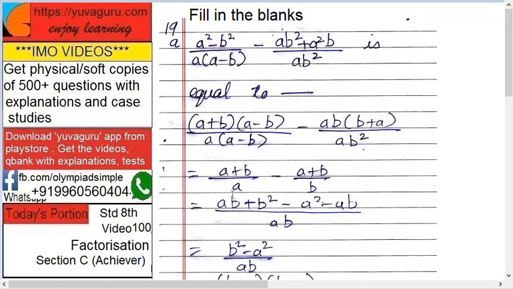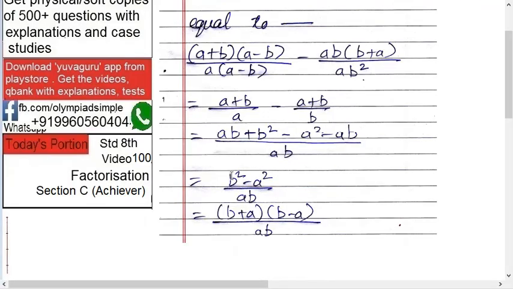So cross multiply. It becomes ab plus b square minus a square minus ab. Right? Check the signs properly. The whole upon ab. Next. Therefore ab gone. b square minus a square upon ab. So bring it to the lowest level. b plus a into b minus a, the whole upon ab. That is the required answer.